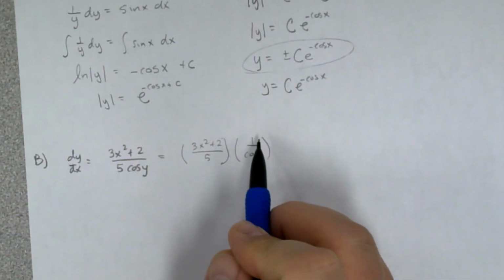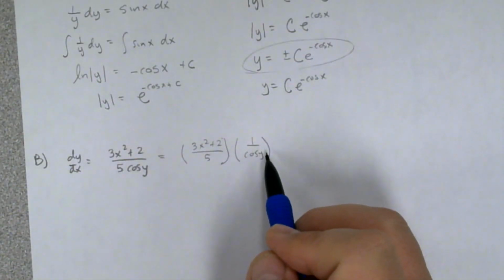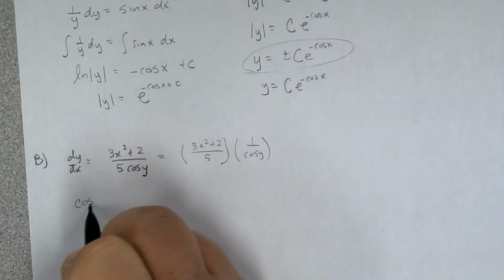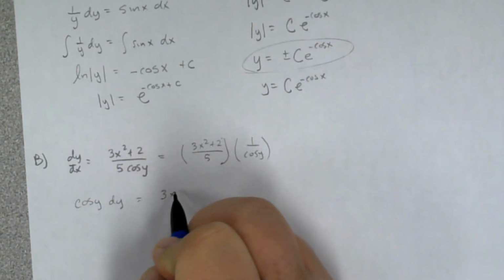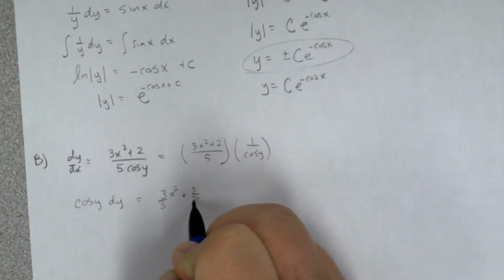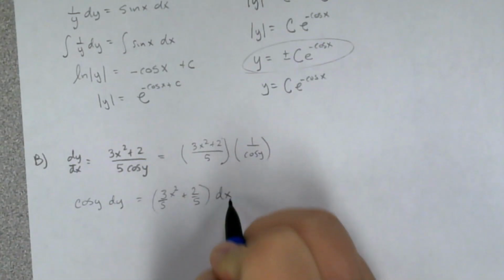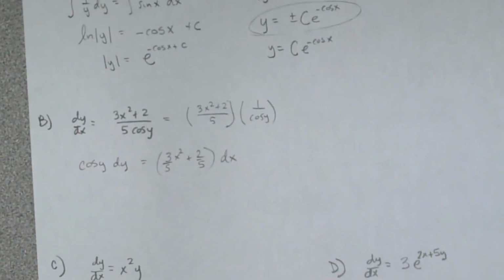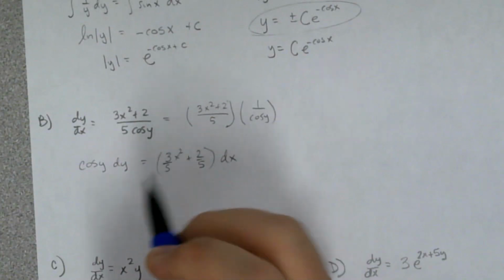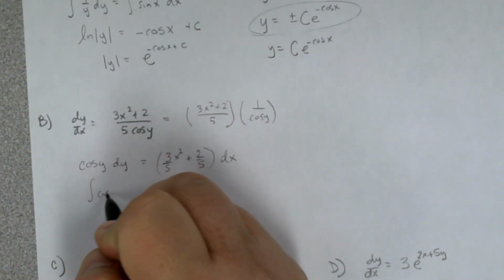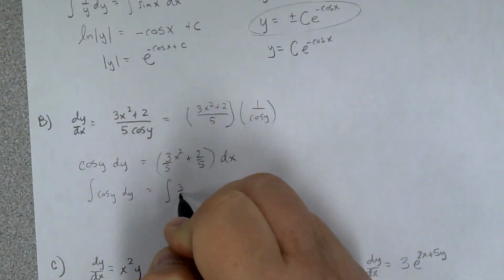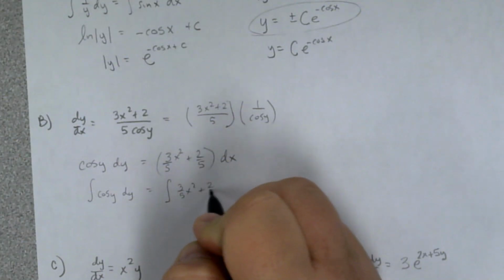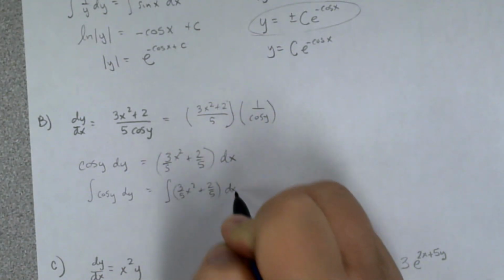We need to get the y on the other side. So in this case, I'm going to have to multiply by the cosine of y on both sides. This would be 3/5 x squared plus 2/5 dx. And so that's how I rewrite it in preparation for my integration that's coming. We're going to integrate this side, or find the antiderivative of this side. All right, and let's go ahead and do so.